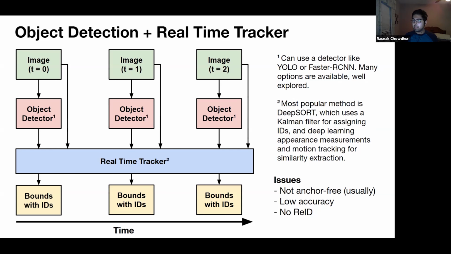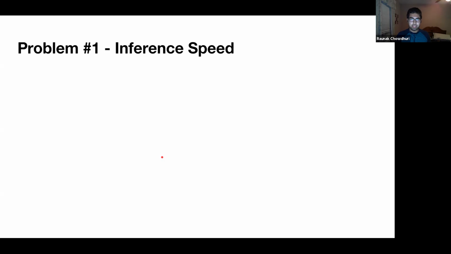It doesn't have Re-ID. And this Re-ID is the problem that I mentioned before: if an object exits a frame and then re-enters the frame, you want to be able to re-identify it as the same object. So that's important in building trajectories and in predicting. There are a lot of problems with this method, but I would say the greatest problem is that you have a separate object detector and a separate real-time tracker, and each of these is expensive computationally. So the biggest problem is the inference speed.